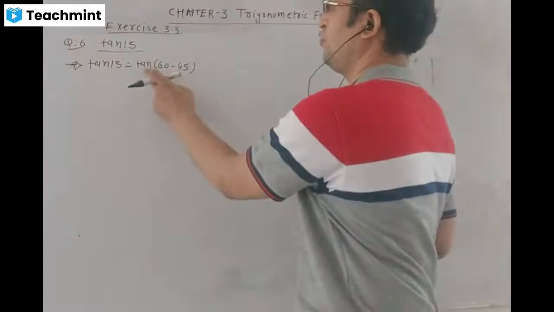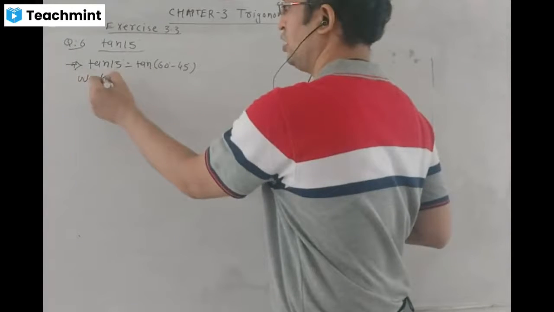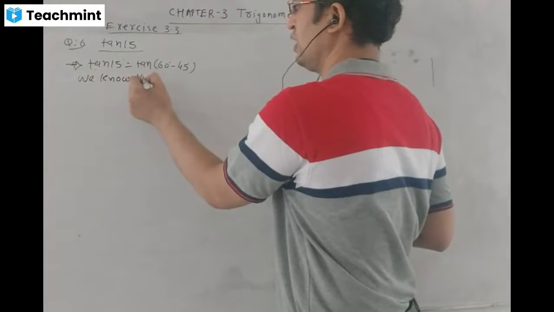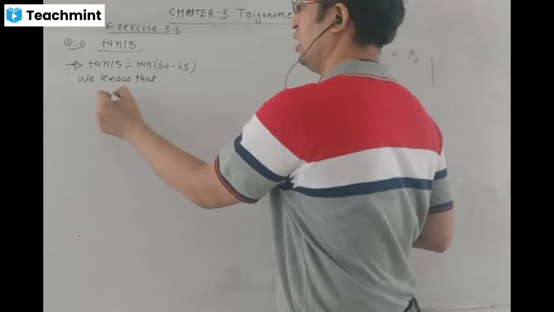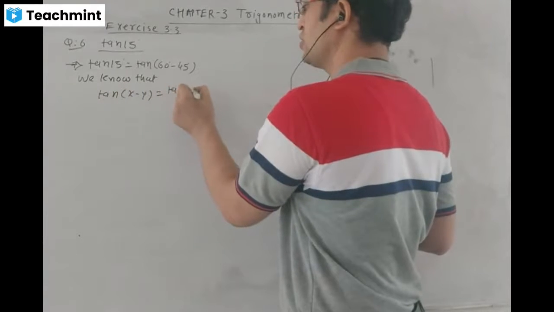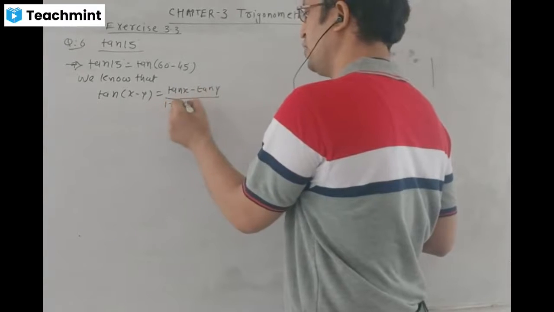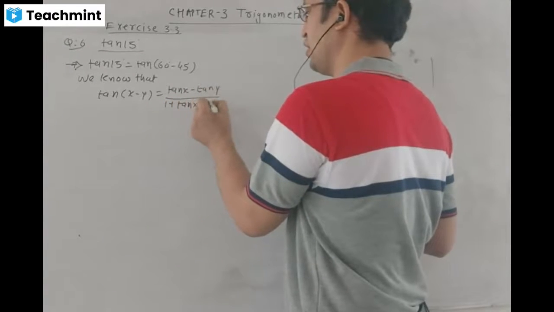So first we remember the formula of tan(x minus y). We know that tan(x minus y) is equal to tan x minus tan y divided by 1 plus tan x tan y.